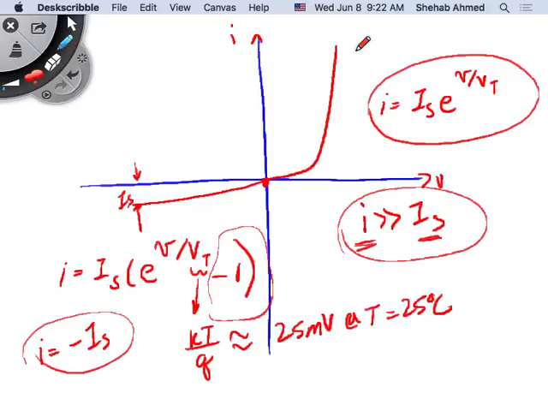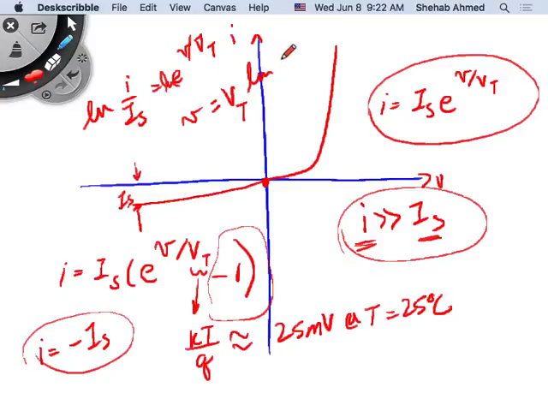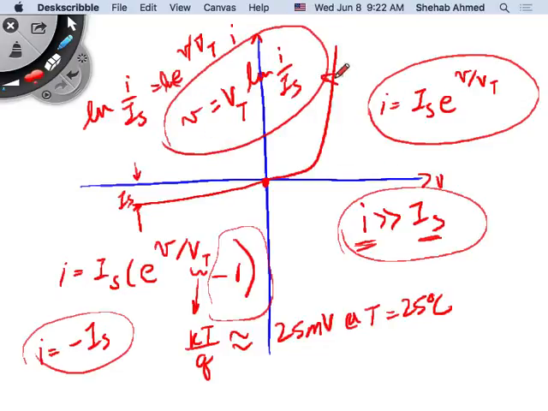Anyway, if this is the case, I can take the natural log on both sides. If I divide I by Is, I get I over Is equal to e to the V over Vt, right? I take the natural log of both sides. I get V over Vt is equal to natural log of I over Is. I can bring Vt to the other side, so V equals Vt times natural log of I over Is, right? So these are two identical equations.